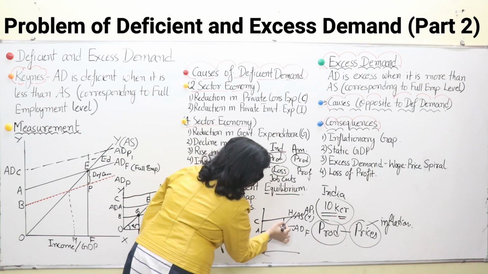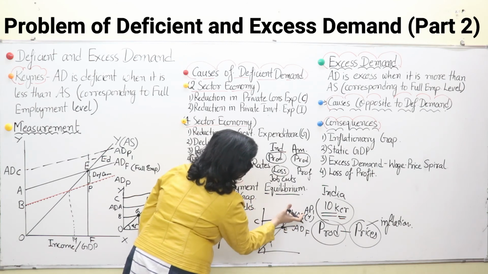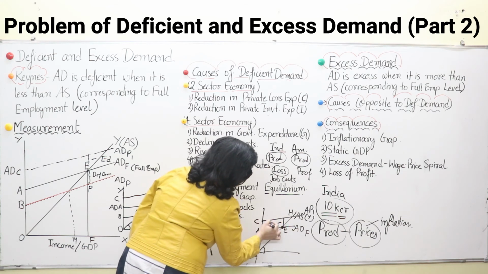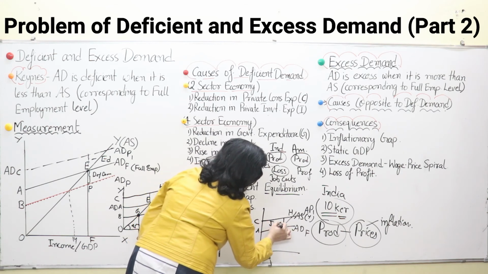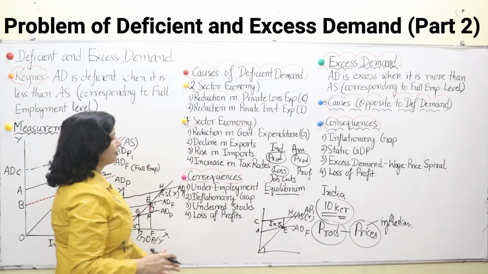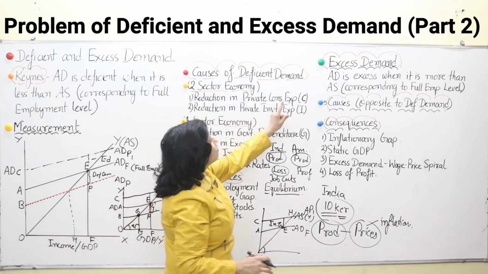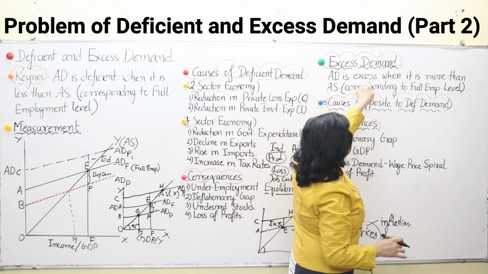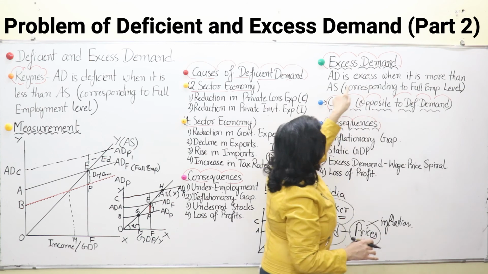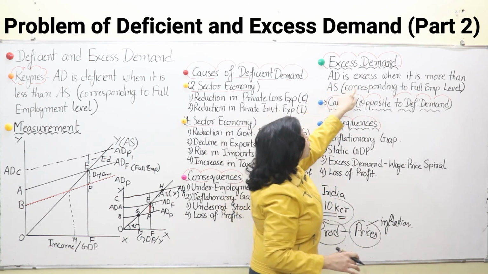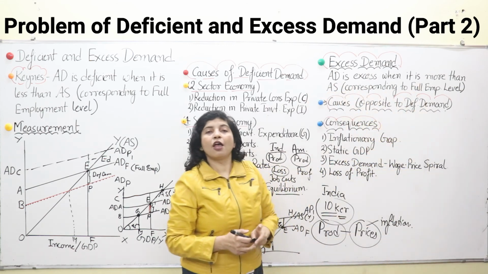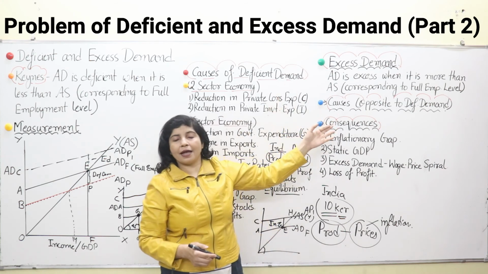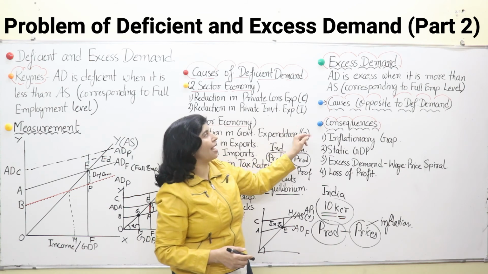The gap between these two lines, aggregate demand at more than full employment level and at full employment level, is known as the inflationary gap, or excess demand. This is the curve. Now, excess demand: aggregate demand is in excess when it is more than aggregate supply corresponding to full employment level. When your aggregate demand is more than aggregate supply at full employment level, it is known as excess demand.